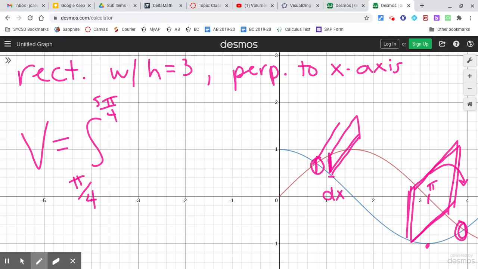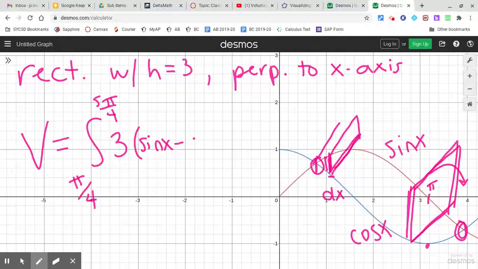And what would the area of my rectangle be? Well, it would be the base times the height. The height's 3 times my base. My top curve, sine x, my bottom curve, cosine x. How about sine x minus cosine x dx? And you might be thinking to yourself, but Mr. Lewis, what happened to the square? We had squared in the first problem, we had squared in the second problem. Where's my square of the base?